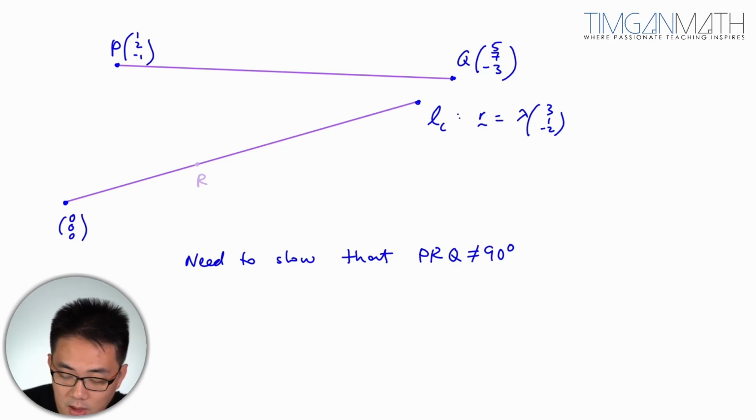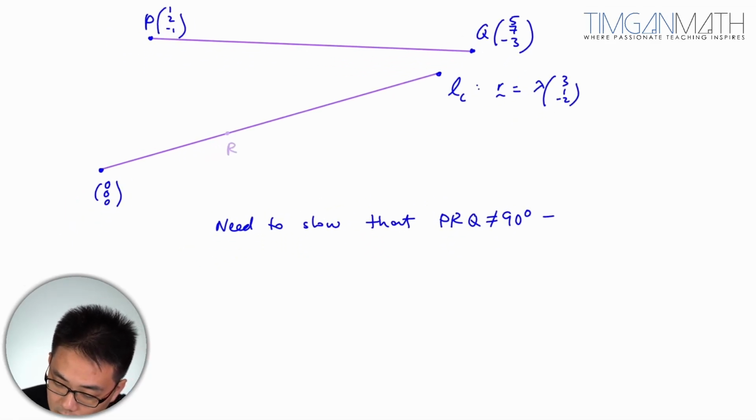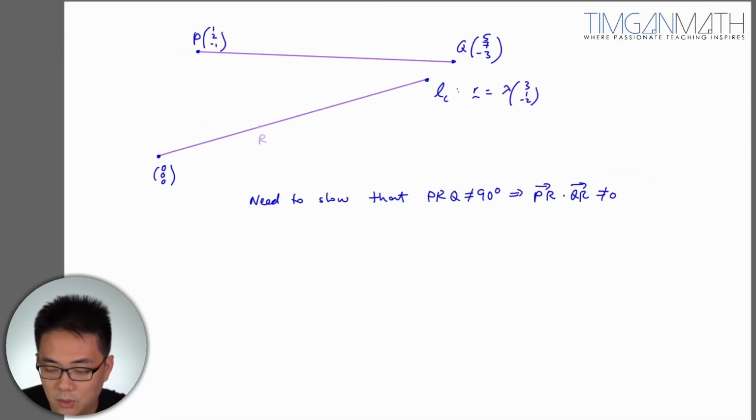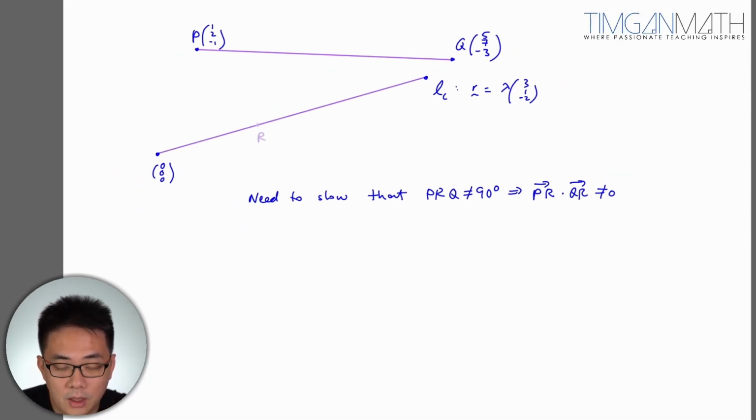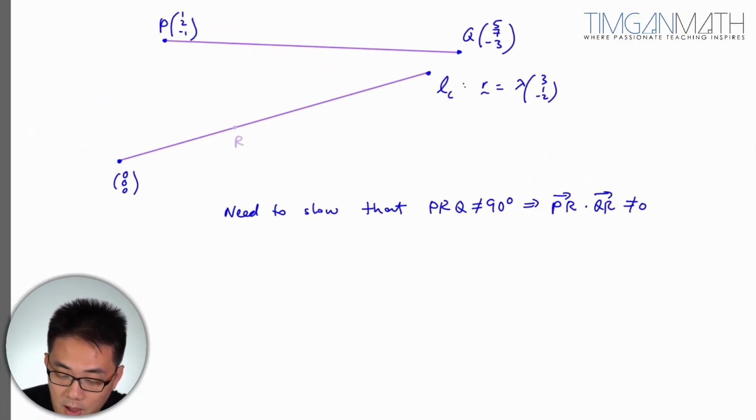In other words, we need to show that the dot product of RP and RQ cannot be 0. Okay, that's one way to do it. You can just show that the dot product is not equal to 0. It can't be 0. Okay, so let's just see.